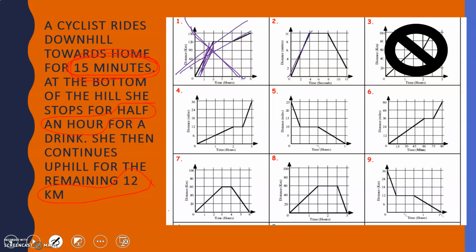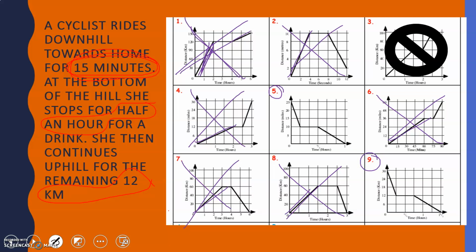This one has a positive slope at the beginning, so it can't be this one. This one also has a positive slope, can't be this one. Number 5, maybe, because it does have a negative slope at first. Number 6, positive slope, so nope. Number 7, positive slope, so nope. Number 8, positive slope, nope. Number 9 has a negative slope to start off, so it could be 5, could be 9.